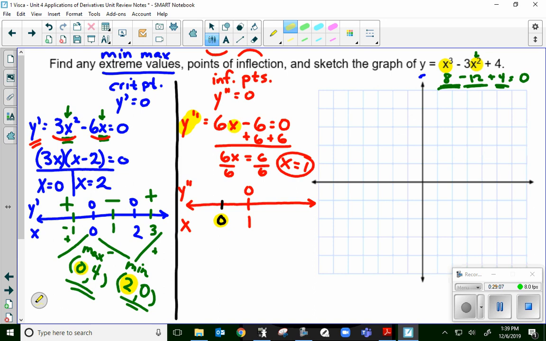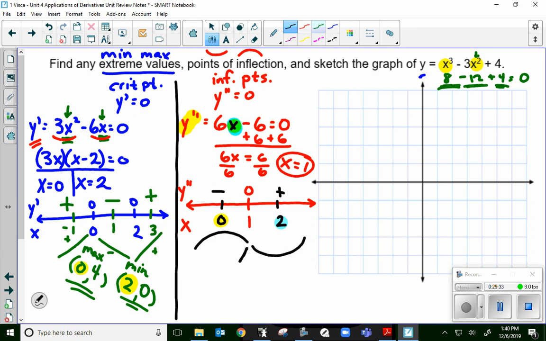6 times 0 is 0, minus 6. That gives me a negative 6, so it's negative here. That means it's curving down like that. Now let's pick the number 2. Let's put 2 into our x value here. 6 times 2 is 12, minus 6 is positive 6. That means it's a happy face here.